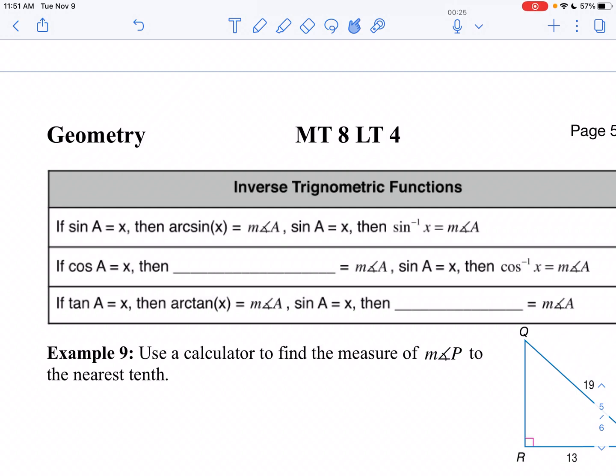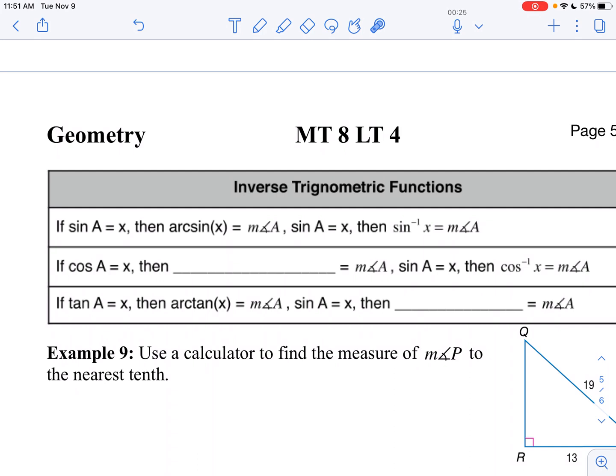Now we have inverses. That is, if I know the ratio and I want to find the angle, I use the inverse of sine. So for example, if the sine of A equals x, then the arc sine of x is the measure of angle A, or the inverse sine. We'll say sine to the negative 1.